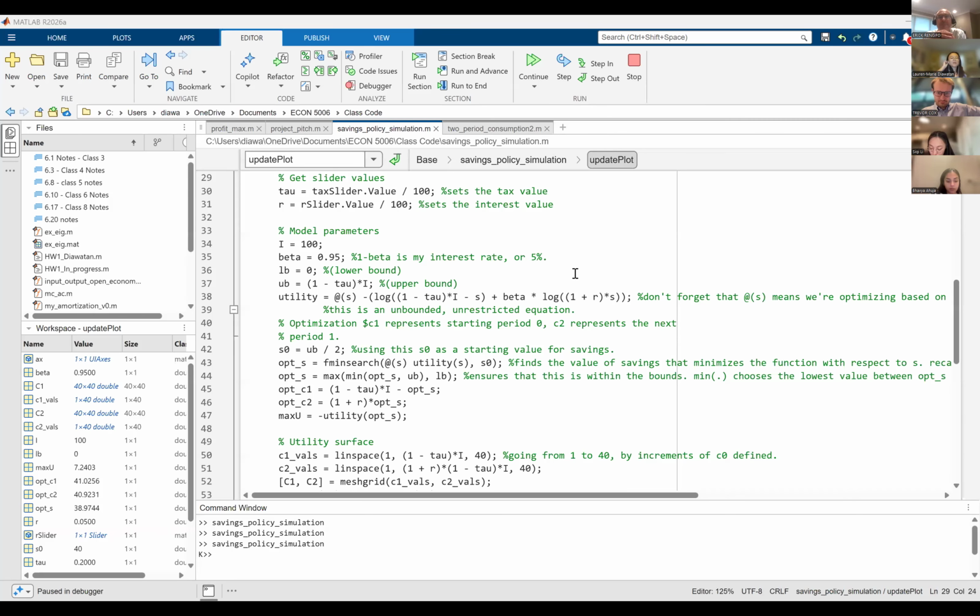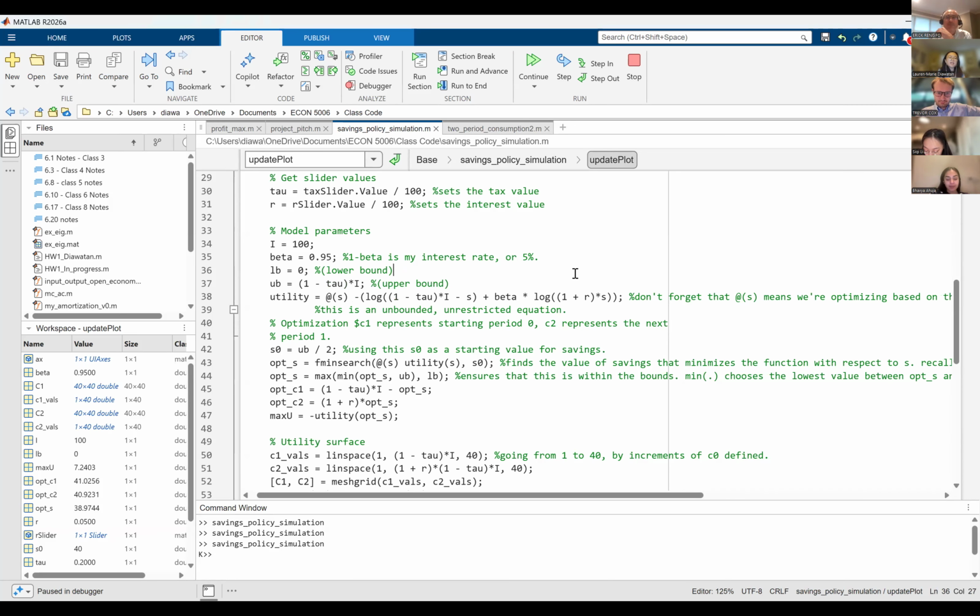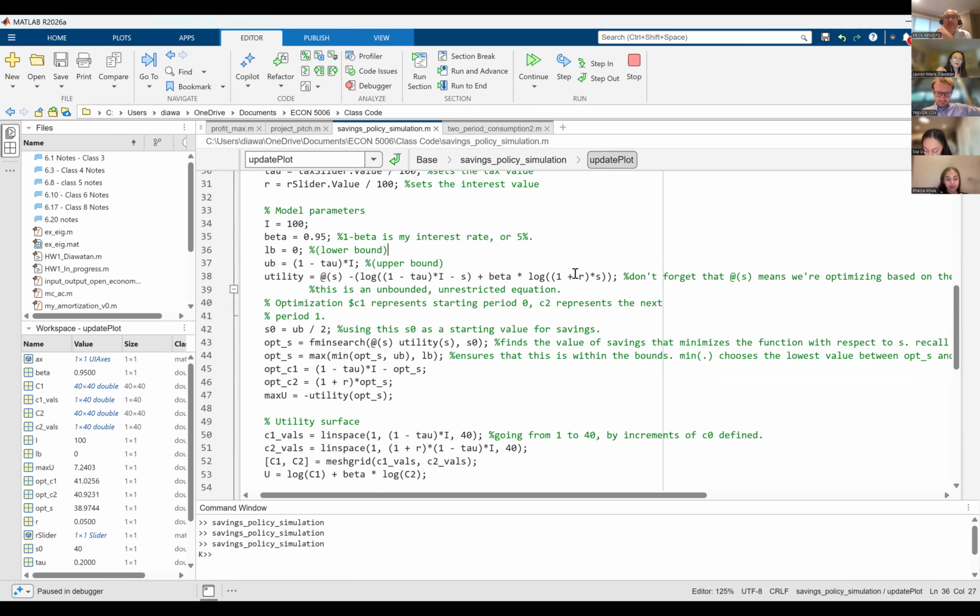I believe that'll be the last time I'll do that. So we have beta as 0.95. We have our lower bound set and our upper bound set. We have our lower bound set at 0, our upper bound set as our 1 minus tau times I, or our disposable income. And then we have utility at variable s.